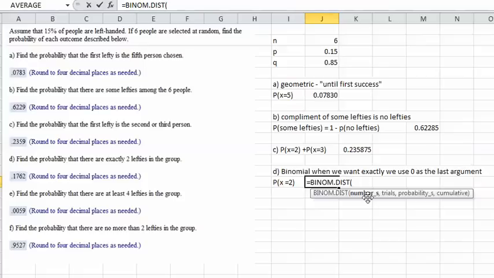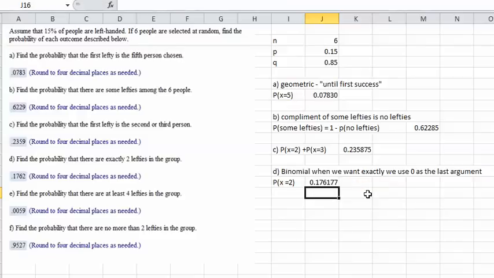Okay, so the number that we want is 2. That's the number S. So that's 2. The number of trials is 6, because we're selecting 6 people at random. The probability of S is 0.15, and no, we do not want to accumulate, so we put a 0. We hit enter, and that is our probability. 0.1762 would be rounded to 4 decimal places.